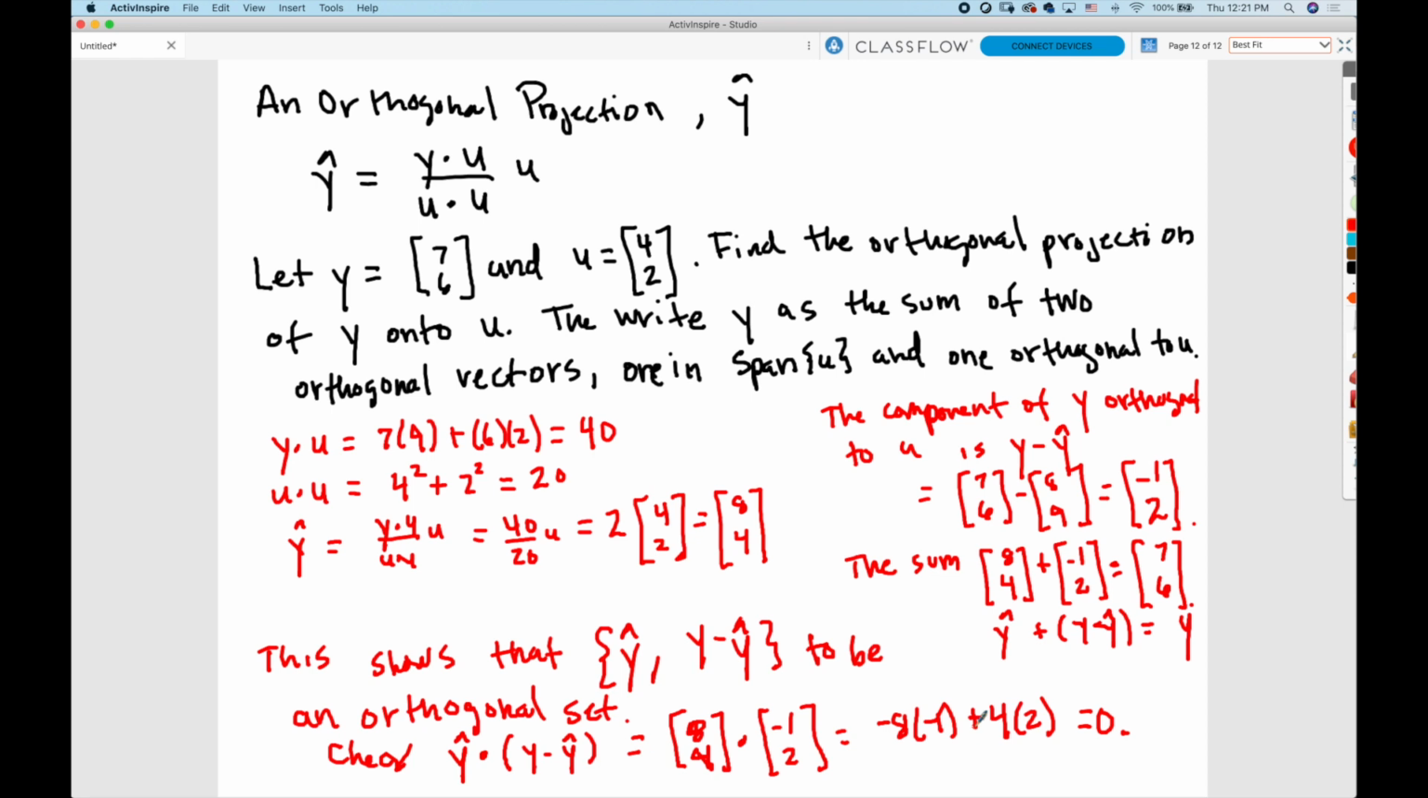So we wrote y as the sum of two orthogonal vectors. And I showed that the span of u.